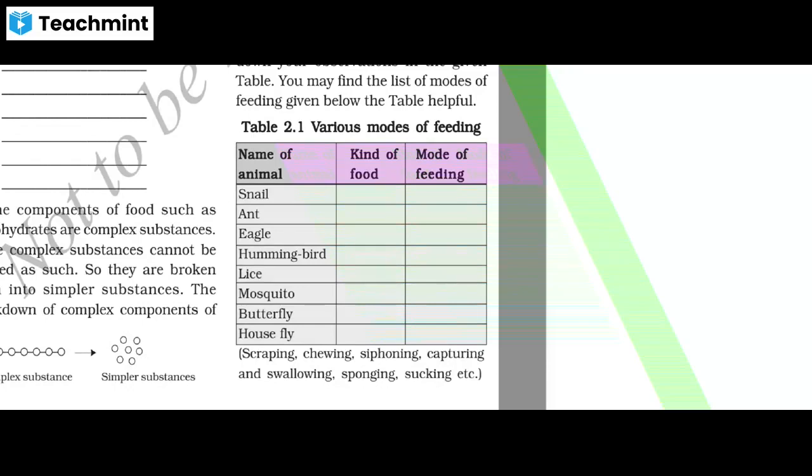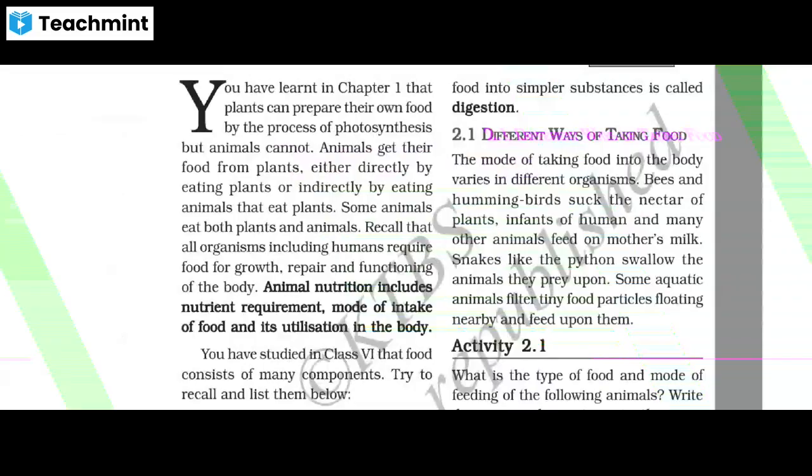And then capturing and swallowing. Even snakes, almost all pythons and those animals, directly swallow. They capture and they swallow. Then sponging and sucking, etc. These are the different modes of feeding of different kinds of animals. Okay? So here, different ways of taking food, that is what we studied now.